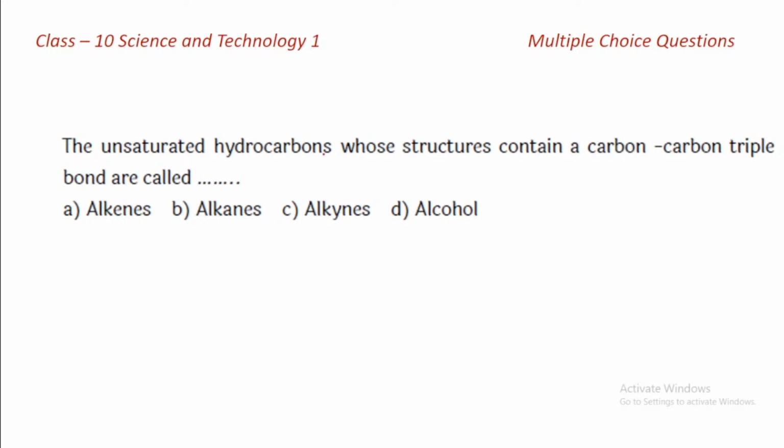The unsaturated hydrocarbons whose structures contain a carbon-carbon triple bond are called alkenes, alkanes, alkynes, or alcohol. So the correct answer is option C. They are called alkynes. That is, the unsaturated hydrocarbons whose structures contain a carbon-carbon triple bond are called alkynes.